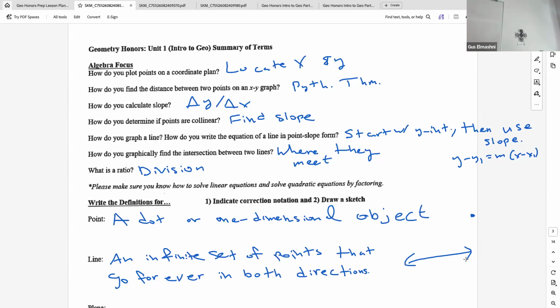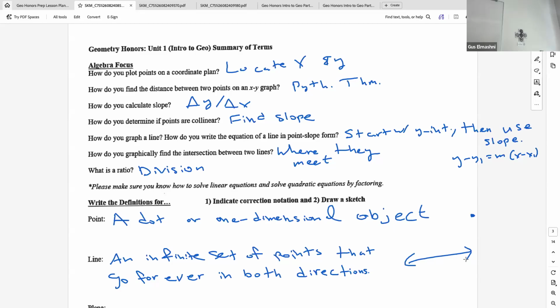Slope is change in y over change in x. You could write it as rise over run, or y2 minus y1 over x2 minus x1. I don't care. But the bottom line is you have to take a ratio of the changes of y and x. How do you determine if points are collinear? You have to find the slope.